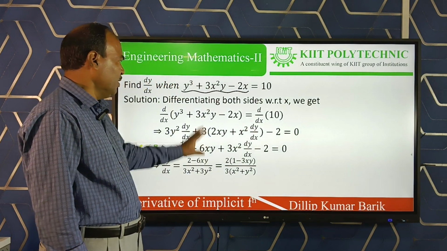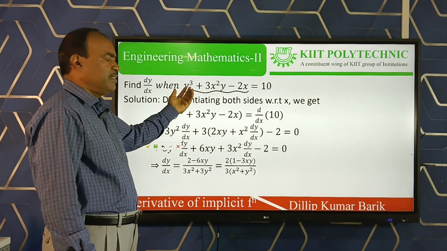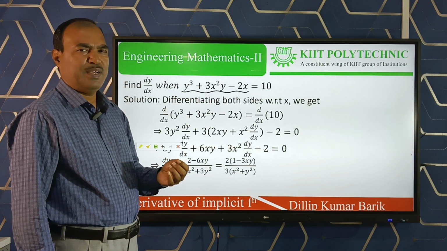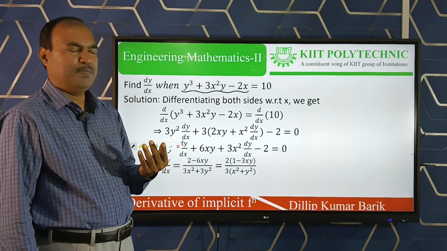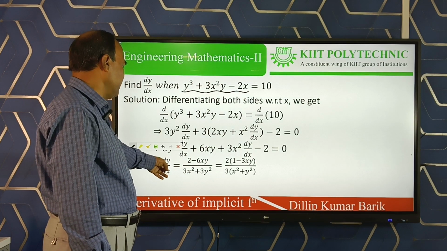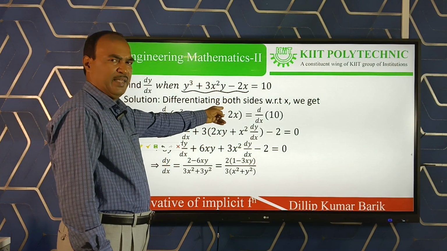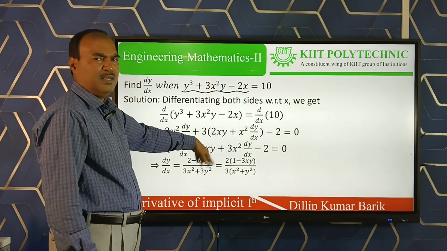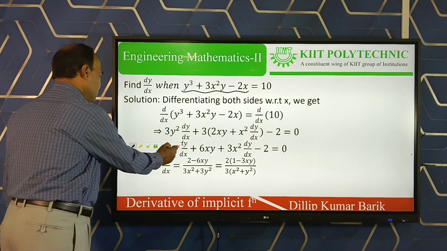Clear? So a particular point here, the expression given is a combination of both x and y. Maybe y dependent, x independent, maybe x dependent, y independent. Suppose a question is given, find dx by dy, we differentiate both sides with respect to y here, and accordingly proceed and get the answer. Let us see another question.